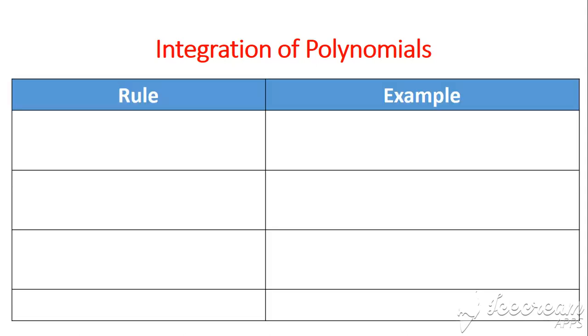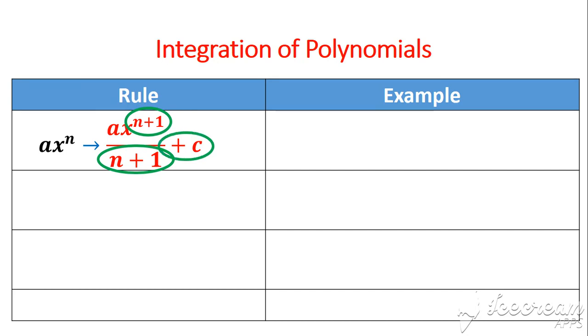All right, let's go through our rules. If we have a number a times x to the power of n, we add 1 to the power of n, and we divide by the new power of n plus 1. And then don't forget to plus on this constant called c. Remember, when we differentiate, if we have a number by itself, it disappears. Now we're reversing the process. We're going to bring back a c, a number by itself, in case it was there in the first place.